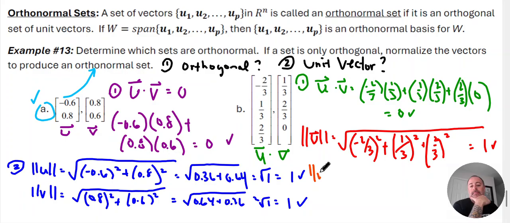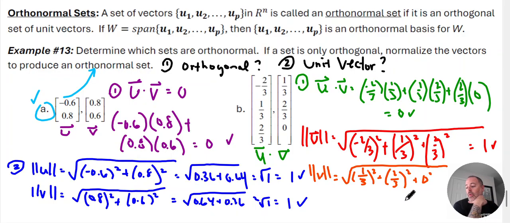When you do the magnitude for v, we're again going to do 1/3 squared, and then 2/3 squared, and then plus 0 squared. When you do this, you're going to get square root of 5 over 3. So 1/9 plus 4/9 is 5/9. Take the square root of 5/9, you get the square root of 5 over the square root of 9, which is 3. So this is not going to be a unit vector.